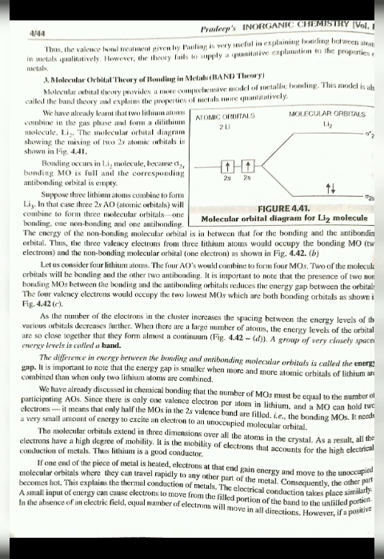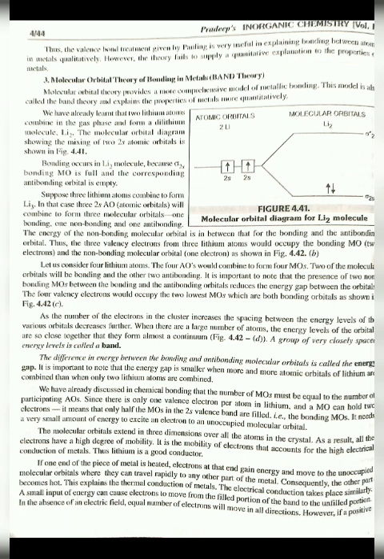Let us consider four lithium atoms. The 4 AOs would combine to form 4 MOs. Two of the molecular orbitals will be bonding and the other two anti-bonding. It is important to note that the presence of two non-bonding MOs between the bonding and the anti-bonding orbitals reduces the energy gap between the orbitals. The 4 valence electrons would occupy the two lowest MOs, which are both bonding orbitals, as shown in figure 4.42.